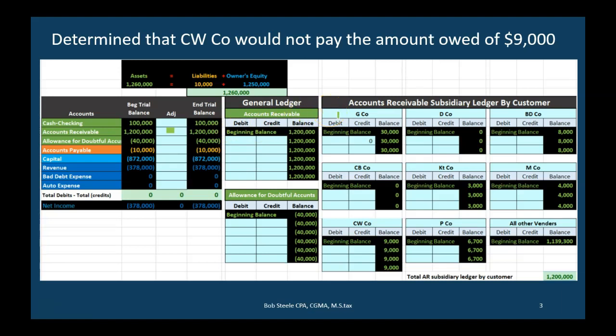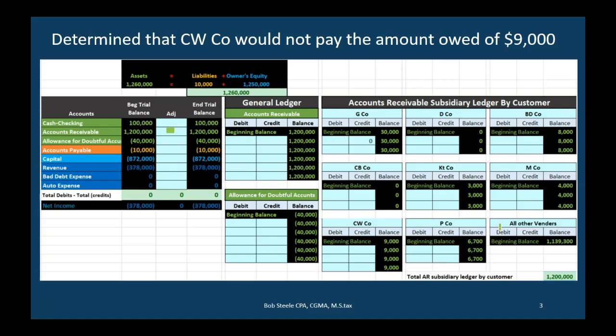So we just got these generic names. These are our customers: G company, D company. G owes us 30. BD owes us 8. CB owes us 0. KT owes us 3,000. M owes us 4. CW owes us 9. P owes us 6, 7, and all other vendors. Note that these are customers, all other customers.